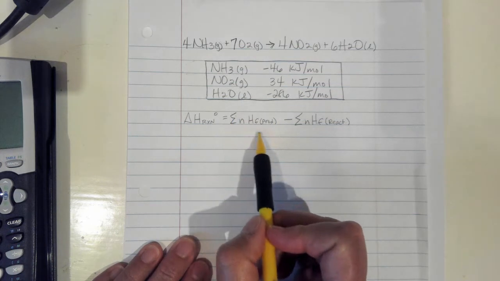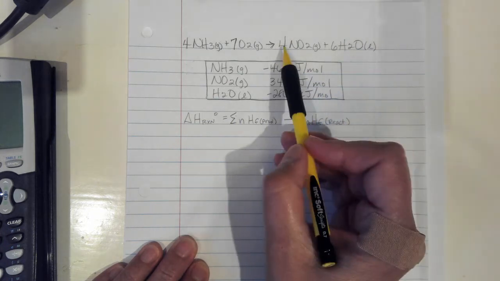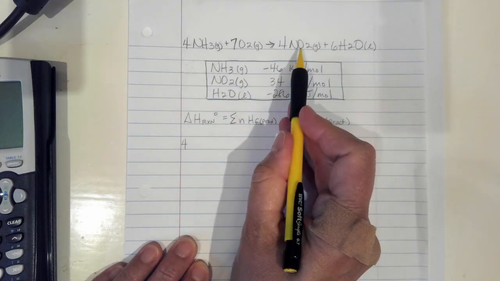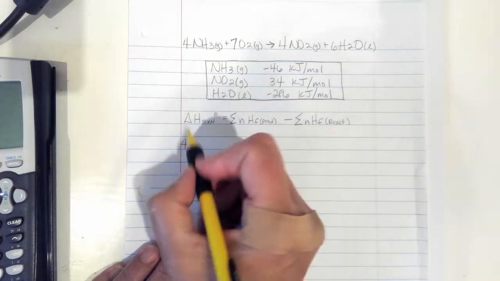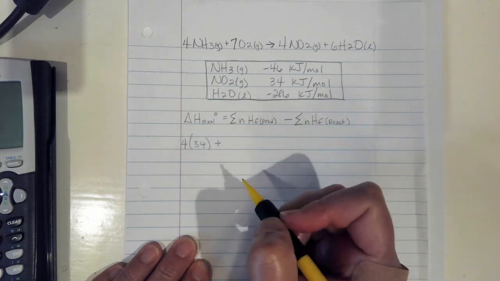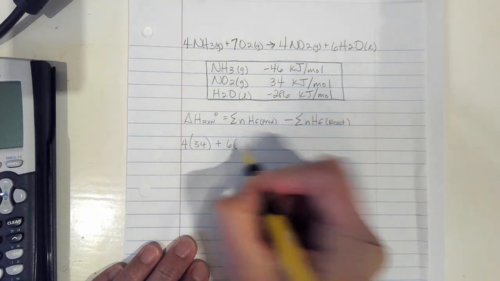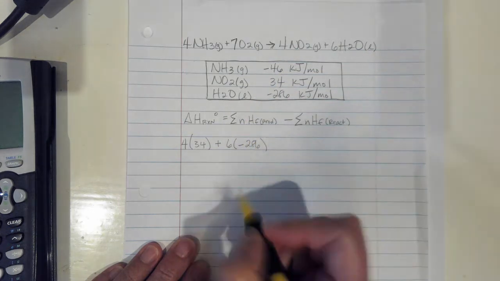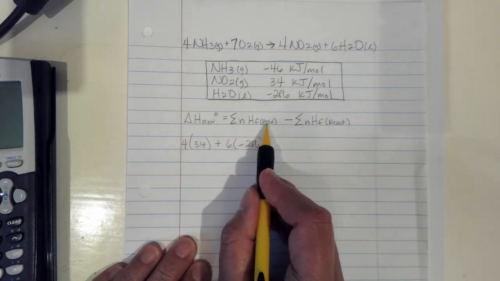First of all, we're going to find the sum of heats of formation of our products. Here are our products. I have 4 moles of NO2, so I'm going to put 4 here. And NO2 is right here. The heat of formation for the NO2 is 34 kilojoules per mole, so I'm going to multiply by 34. Now I'm doing the sum, so I need to add. I've got another product here, 6 moles of water, and the heat of formation for water is negative 286. When I add these together, these will be the sum of my heats of formation of the products.